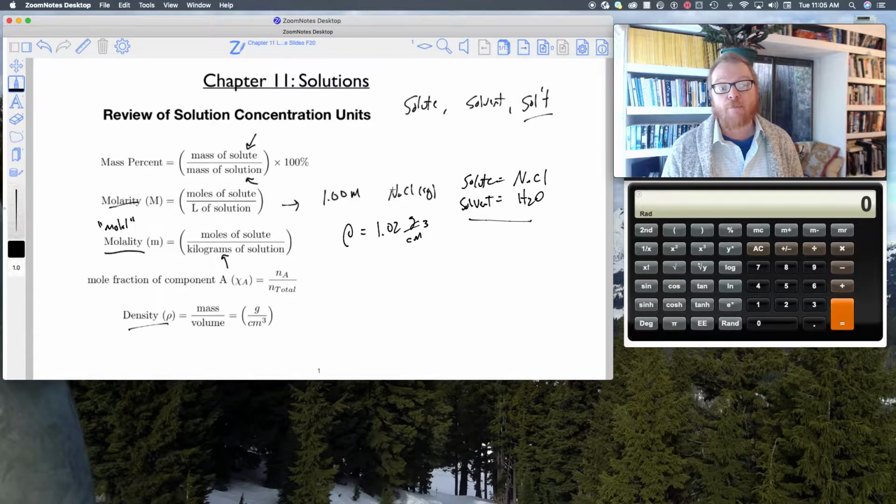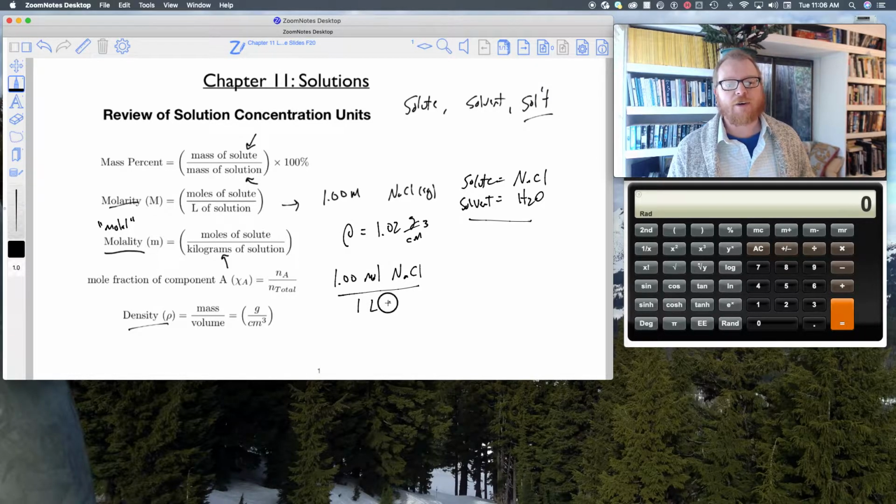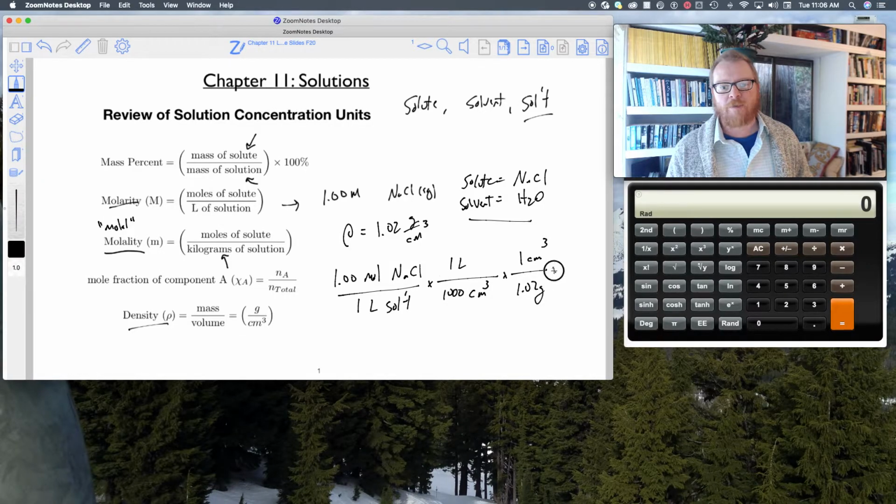Now how do I convert that molarity into molality? We have 1.0 moles of NaCl, so we have that established. But now we need to know the kilograms of solution. From the molarity, we know it was 1 liter of solution. That 1 liter is 1,000 cubic centimeters, which is the same as 1,000 milliliters. Then from the density of that solution, it was 1 cubic centimeter and 1.02 grams. However, it's got to be kilograms of solution. So in 1,000 grams, there's 1 kilogram.